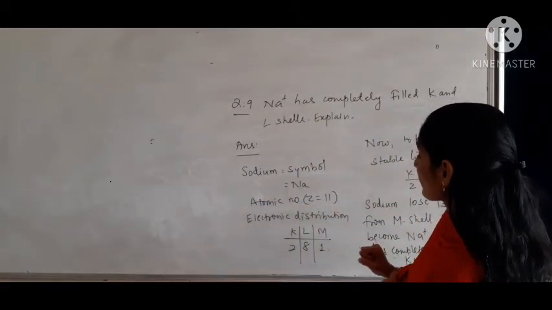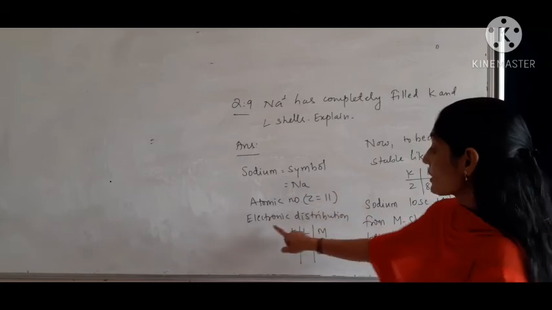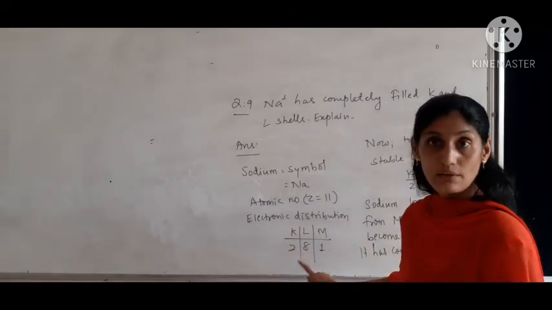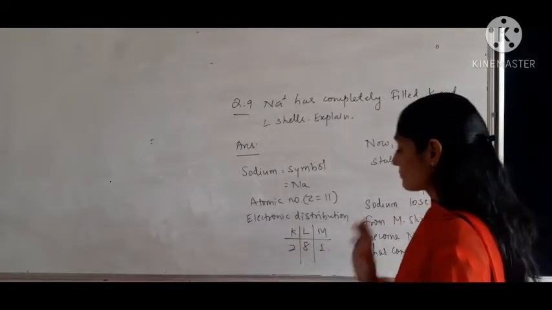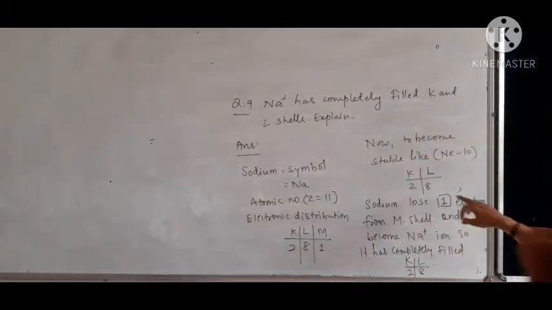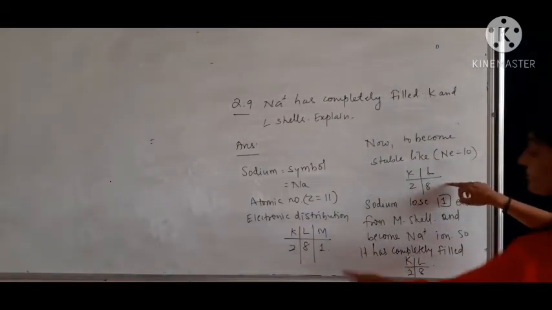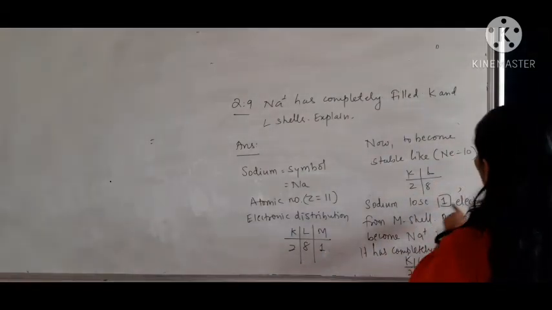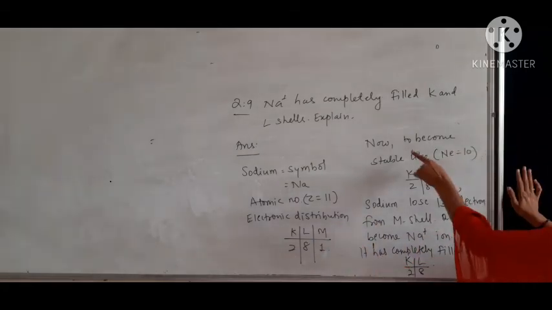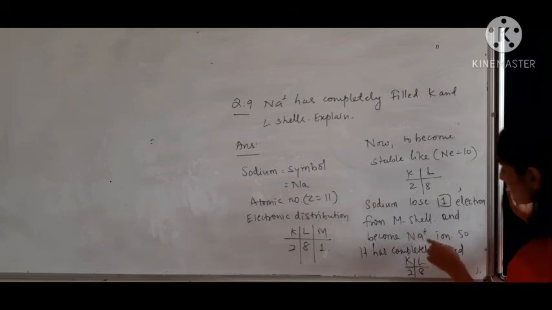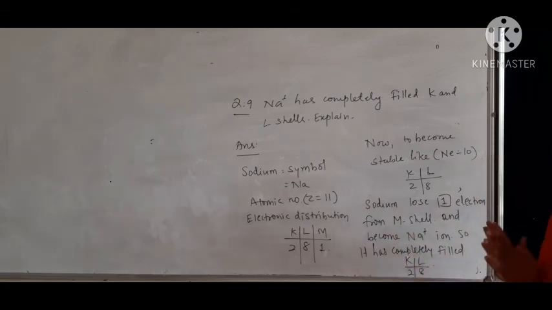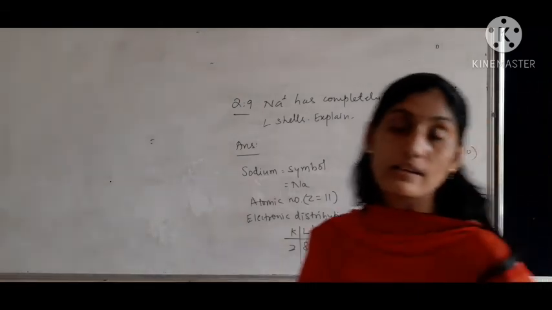It means इसमें electron भी कितने होंगे 11. So how we are just going to distribute the electron. So in K shell you have 2 electron, L shell you have 8 electron, and M shell you have 1 electron. Now to become stable like neon, neon में electronic configuration है 2 and 8. तो सोडियम क्या करेगा? सोडियम lose 1 electron from the outermost M shell and becomes stable like neon, and so it becomes Na plus ion. So it has completely filled K shell as well as L shell. It is with 2 and 8 electrons respectively.